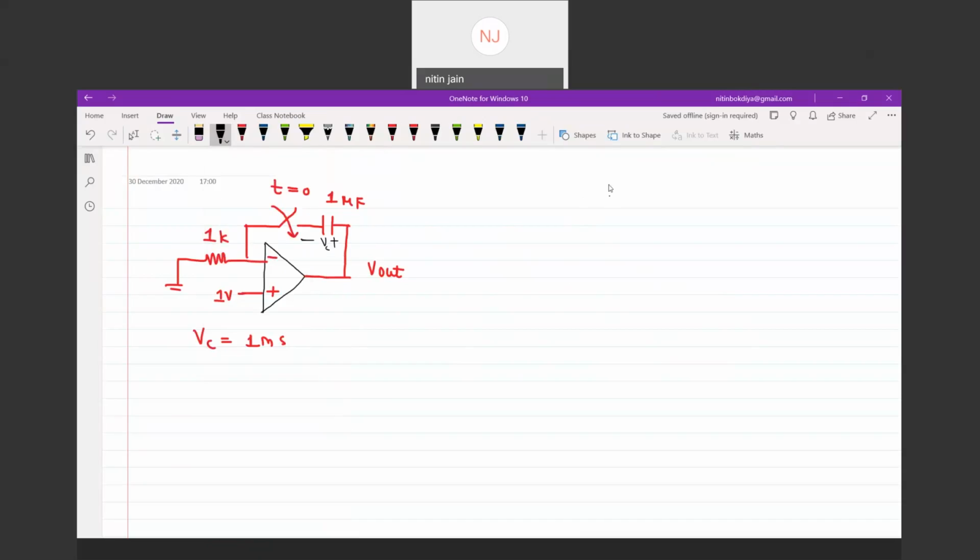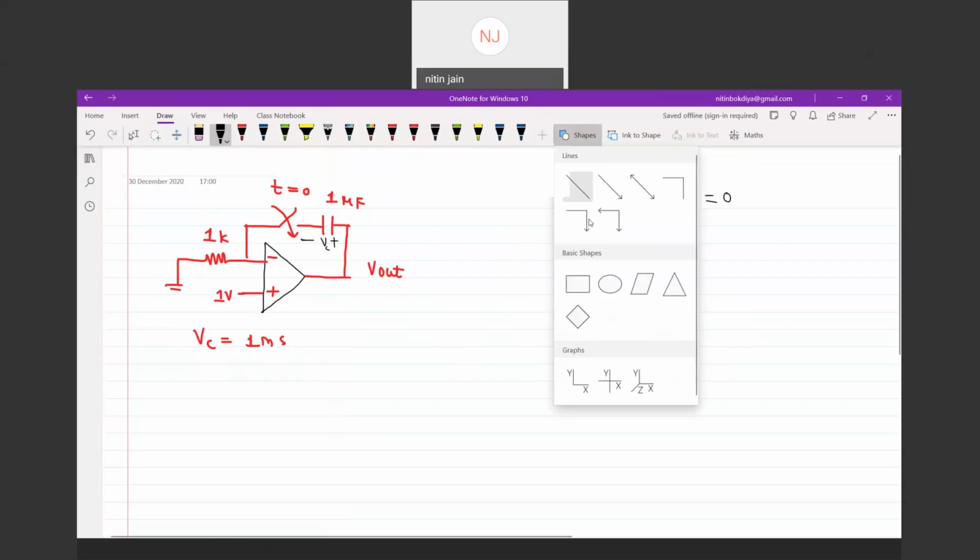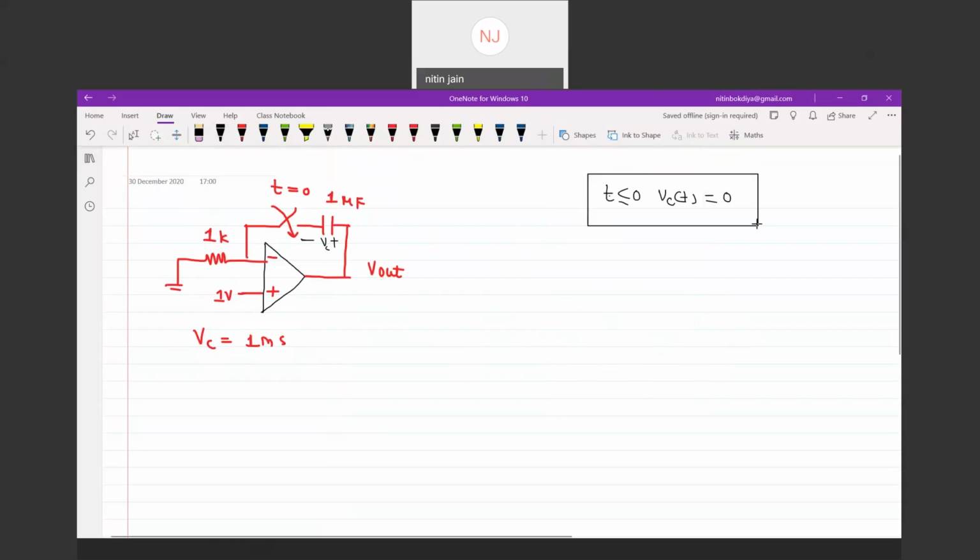What I can say is, at t less than or equal to 0, the VC is equivalent to 0 because no current across the capacitor means no voltage stored in the capacitor. So this is the fundamental idea, that the initial value across the capacitor will be 0.